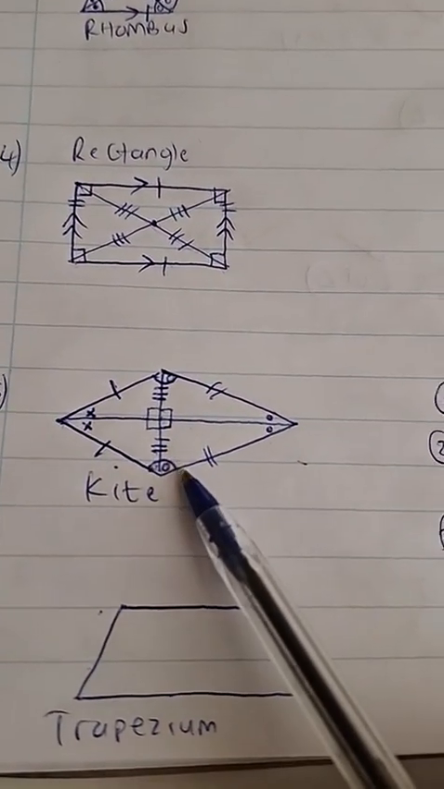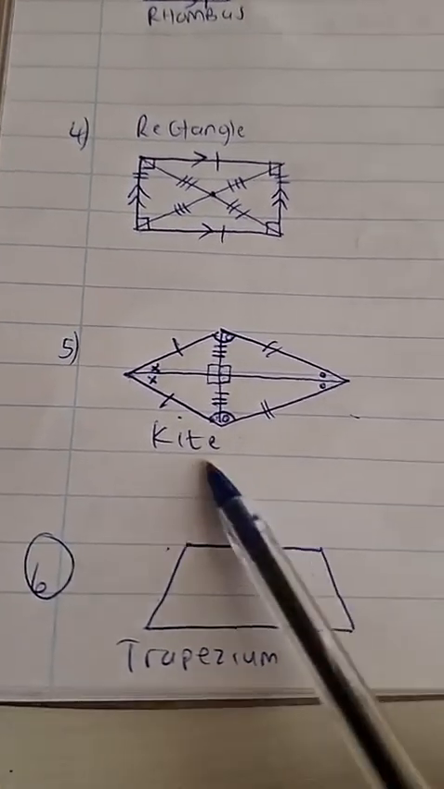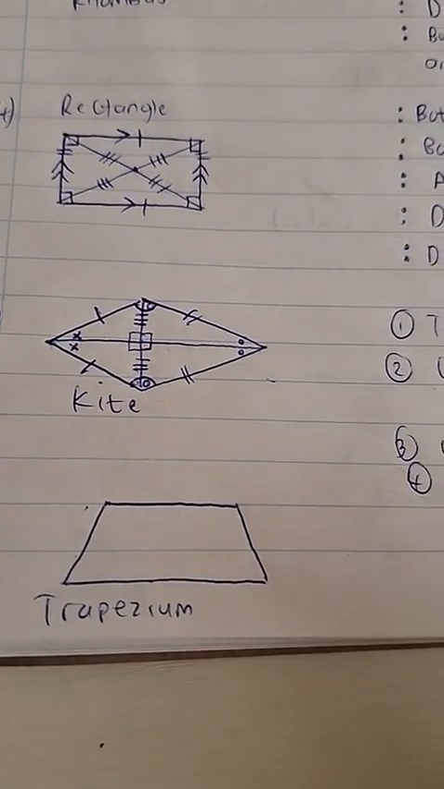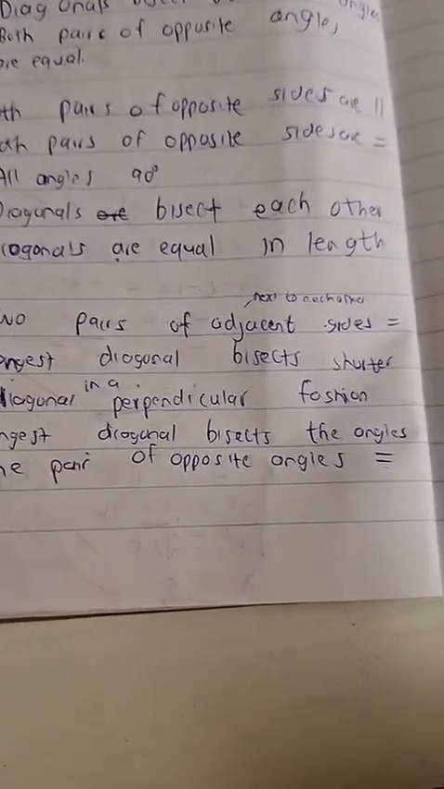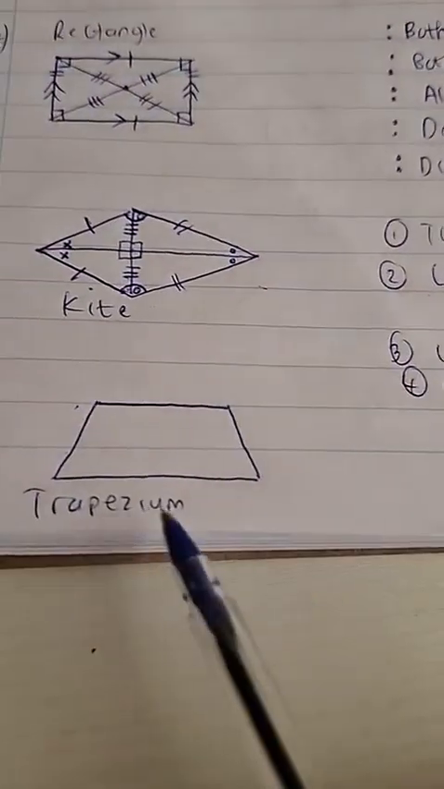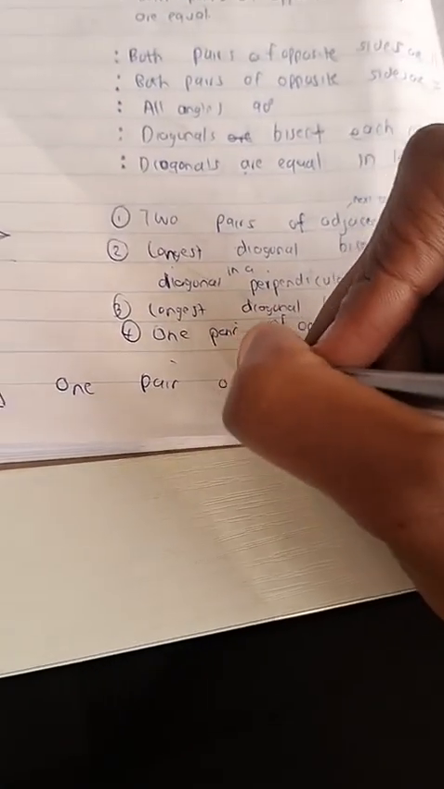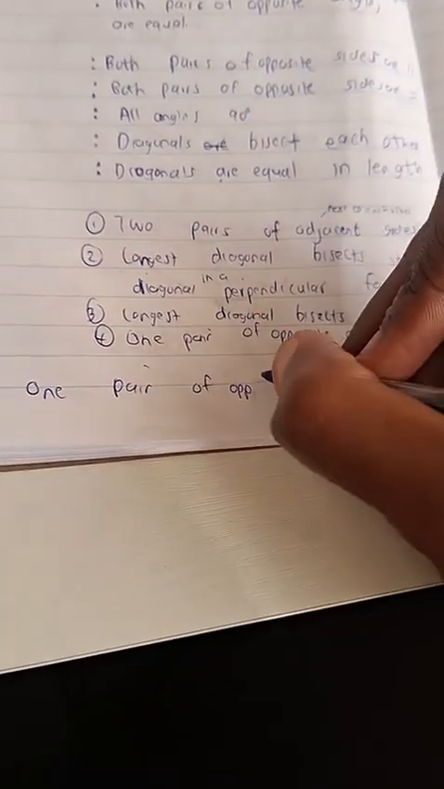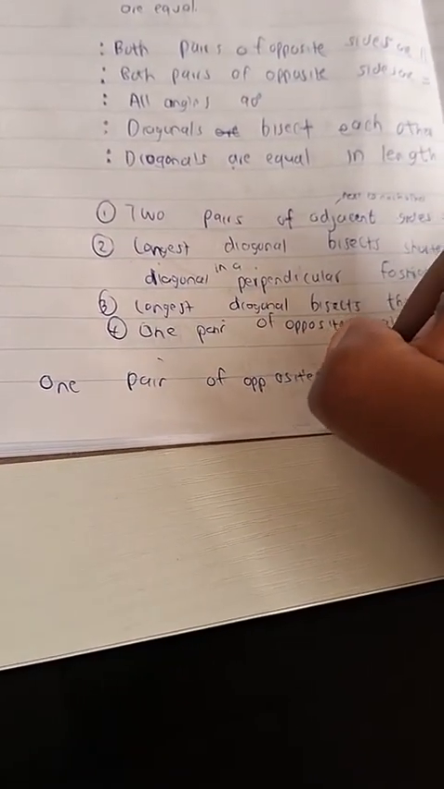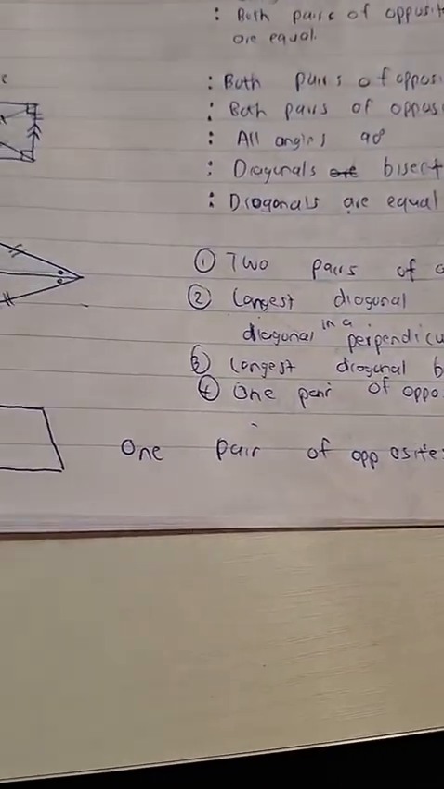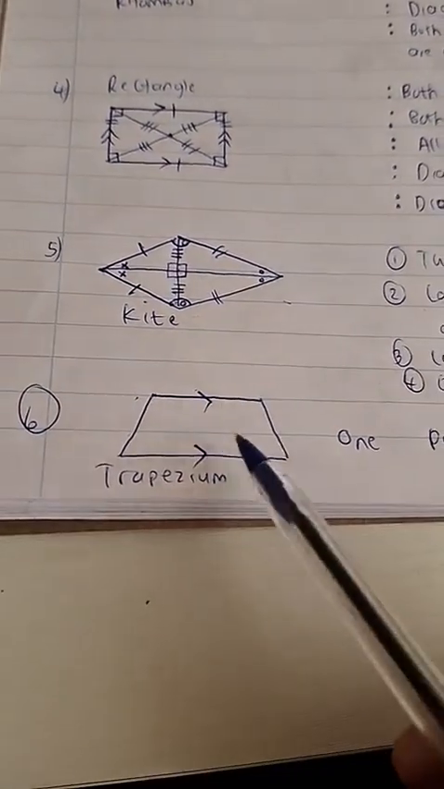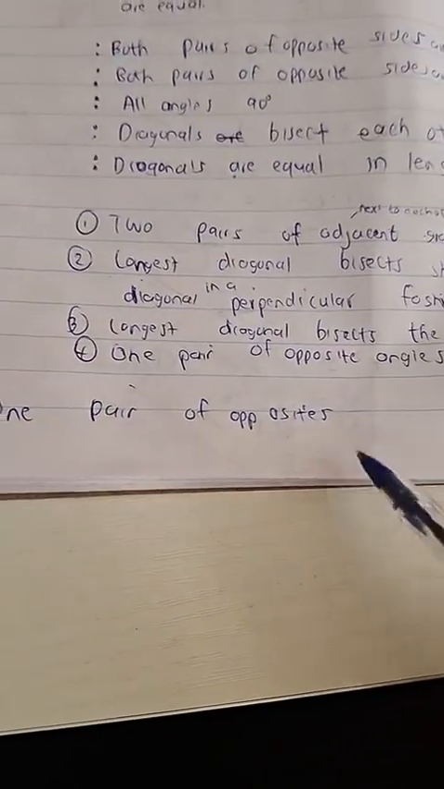Okay, so that's very important to note then. Okay, that is our kite done. Then lastly, we have Mr. Trapezium. Mr. Trapezium has one fundamental property, and that is one pair of what? Of opposite sides. One pair of opposite sides are what, guys? You tell me about the trapezium. One pair of opposite sides, they are what?